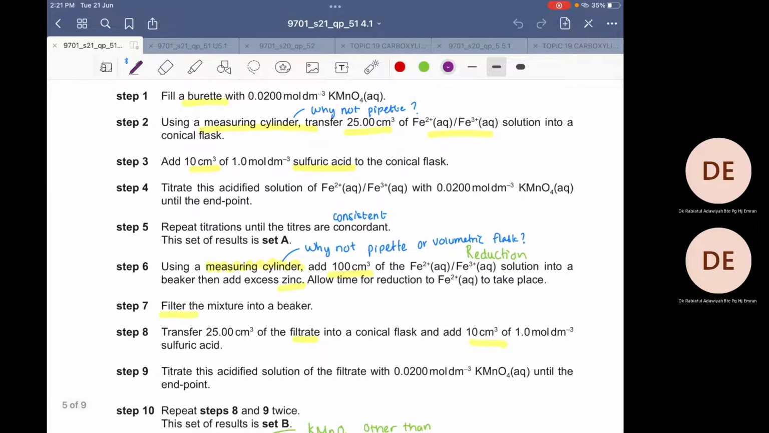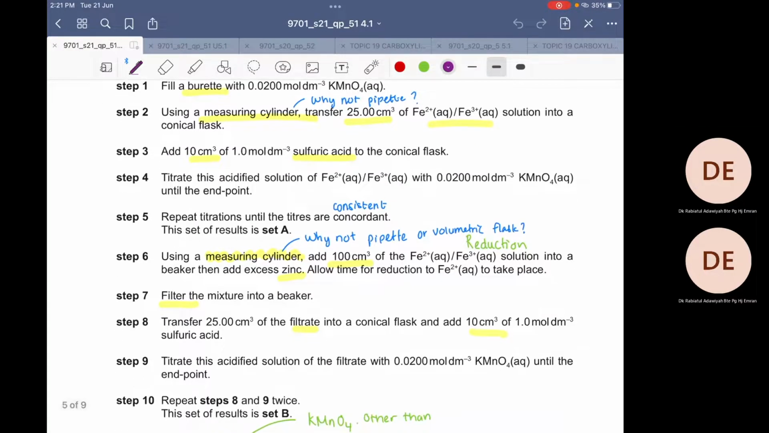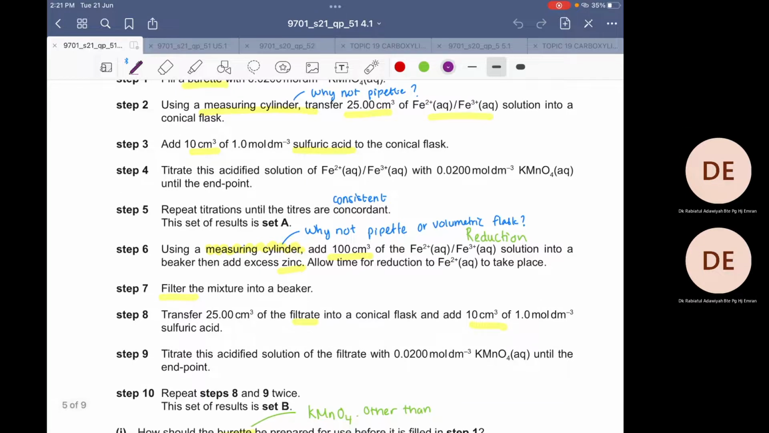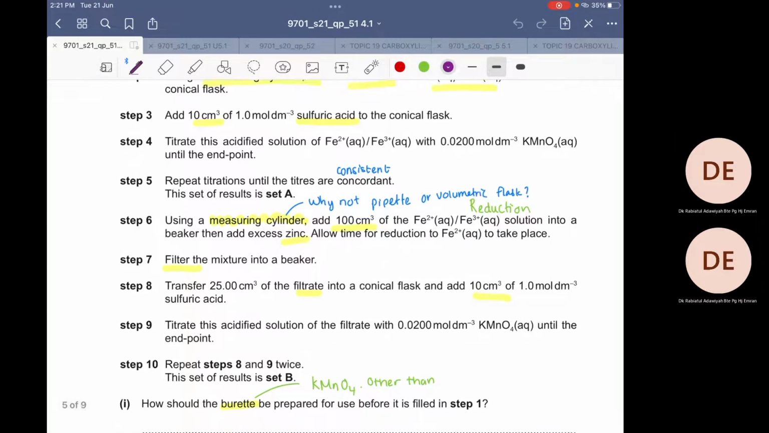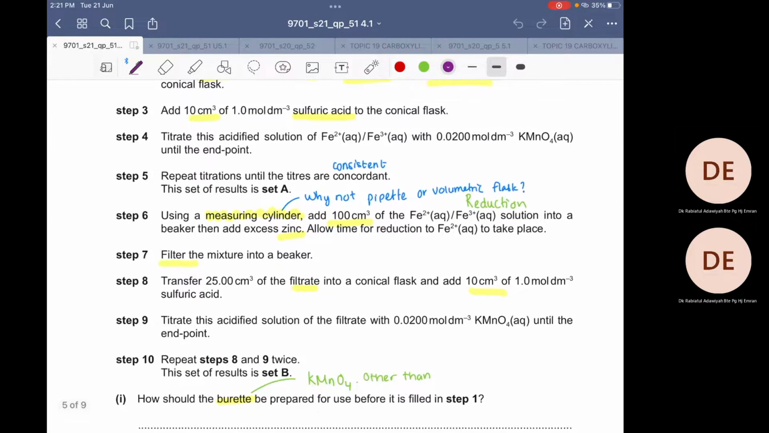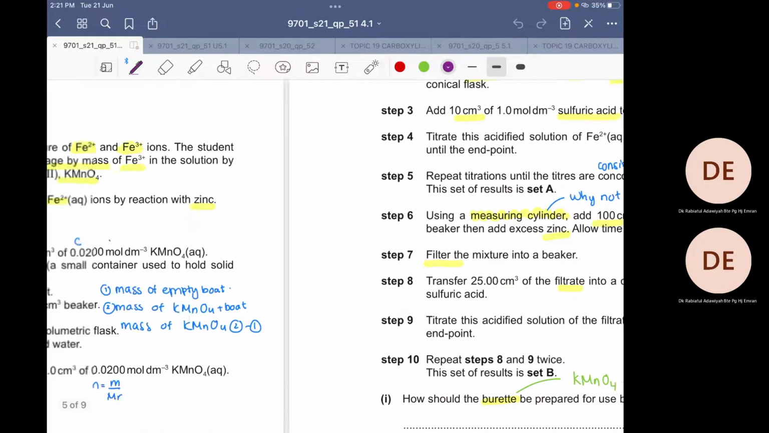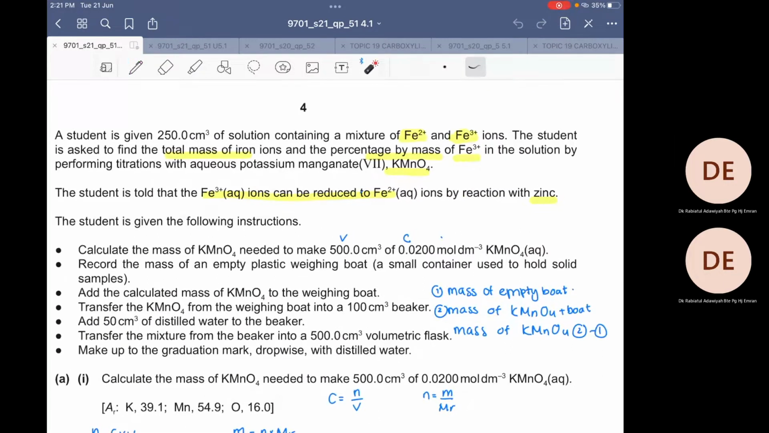Okay, and then they add sulfuric acid, that's just to acidify the reaction. Then they do titration. Okay, set A. Set B, same thing. The only difference is they add zinc. The volume is also different. They add zinc so that the Fe3+ is reduced to Fe2+. I don't know if you still remember the information that zinc reduces Fe3+ to Fe2+. Okay.